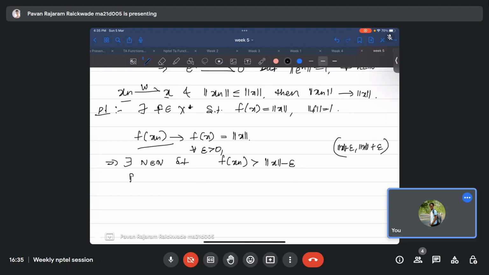What we have is f of xn is less than or equal to modulus of f of xn, so less than or equal to norm f times norm xn. Norm f is 1, and norm xn is less than or equal to norm x. That means f of xn are always less than or equal to norm x plus epsilon, right?